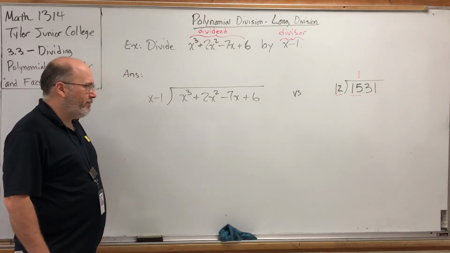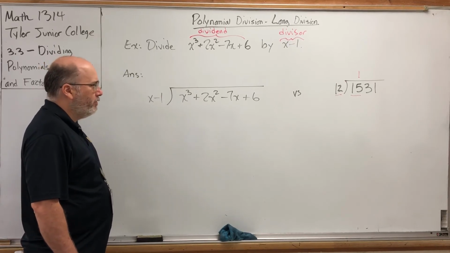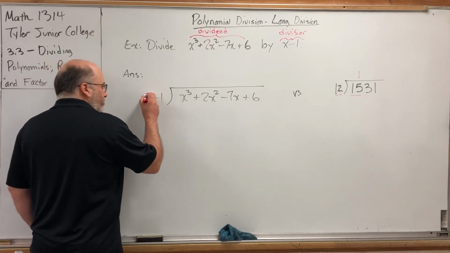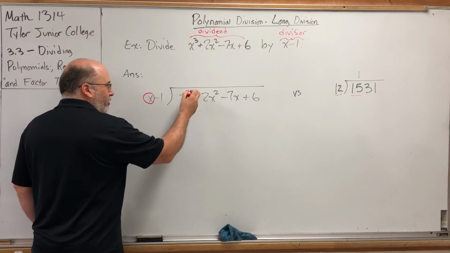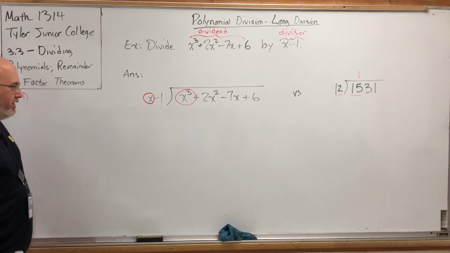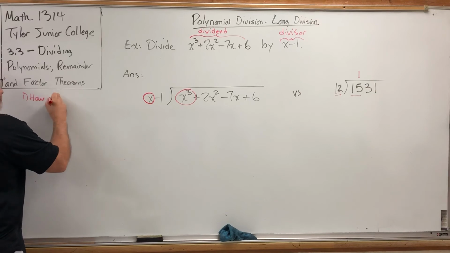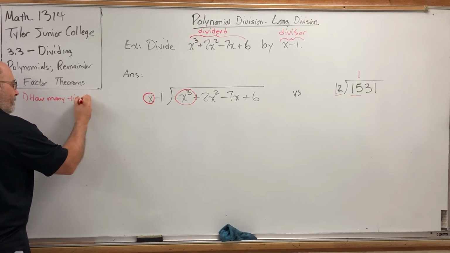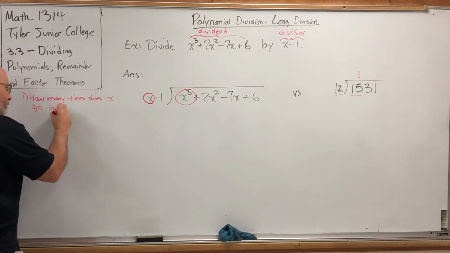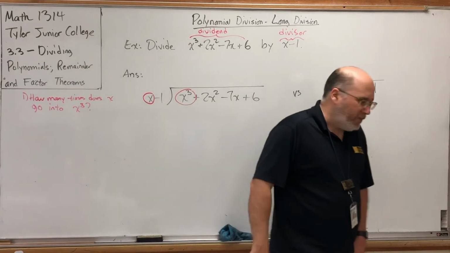Over here you ask yourself the same question, except when you start a polynomial long division problem, you start by focusing on the leading terms. The leading term of the divisor is just x, and the leading term on the dividend is x to the third power. So the question you ask yourself at the outset, at least for this problem, is just like the question over there. How many times does x go into x to the third power? So same question, just with monomials.